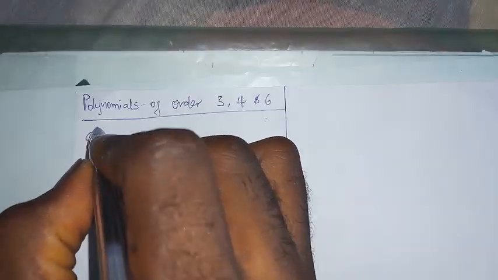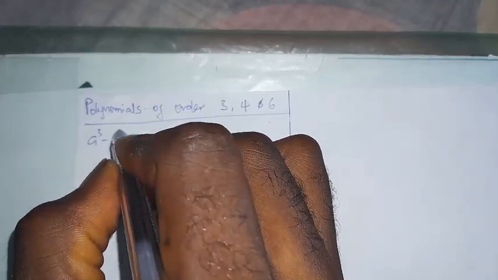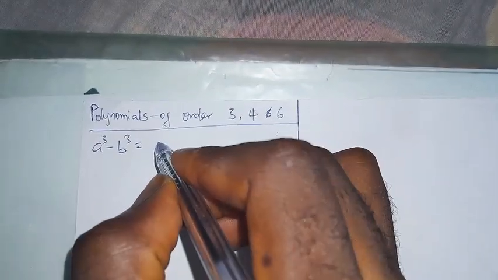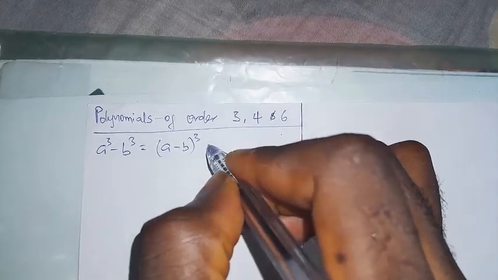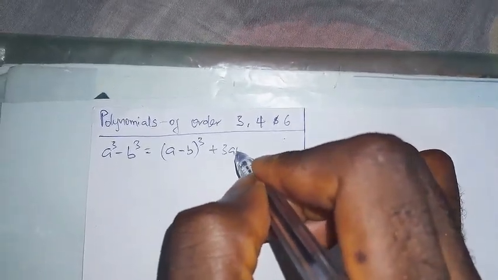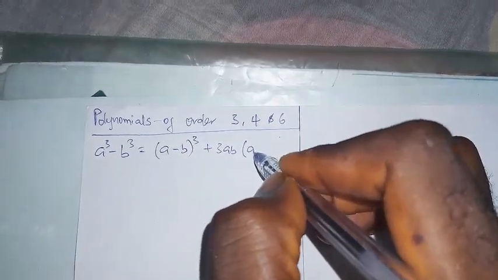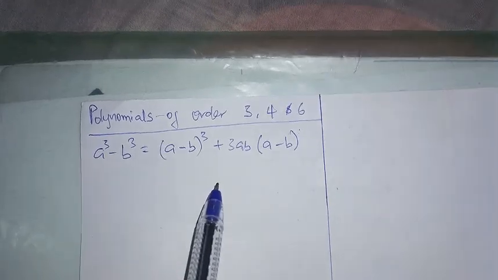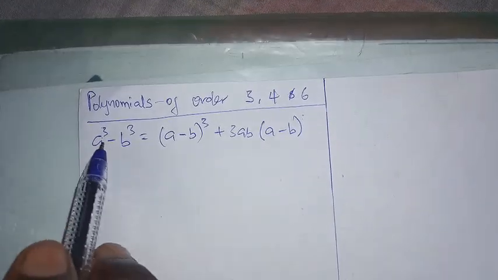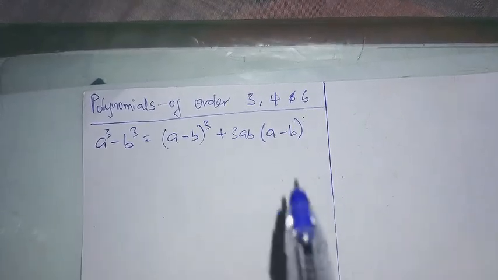Now, an example is a raised power 3 minus b raised power 3. How will I express it? This will be the same as a minus b all raised power 3, then plus 3ab into a minus b. Now, this is just the direct opposite in terms of sign of the one I gave in my last class for a raised power 3 plus b raised power 3.